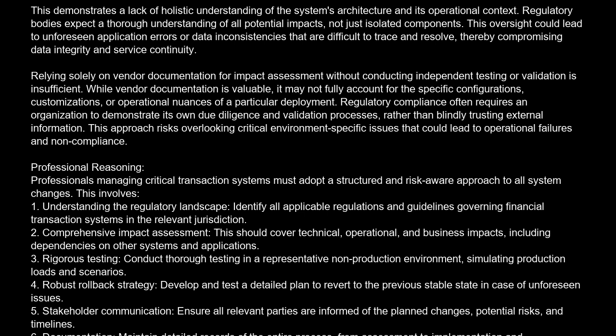4. Robust rollback strategy. Develop and test a detailed plan to revert to the previous stable state in case of unforeseen issues. 5. Stakeholder communication. Ensure all relevant parties are informed of the plan changes, potential risks, and timelines. 6. Documentation. Maintain detailed records of the entire process, from assessment to implementation and post-implementation review.